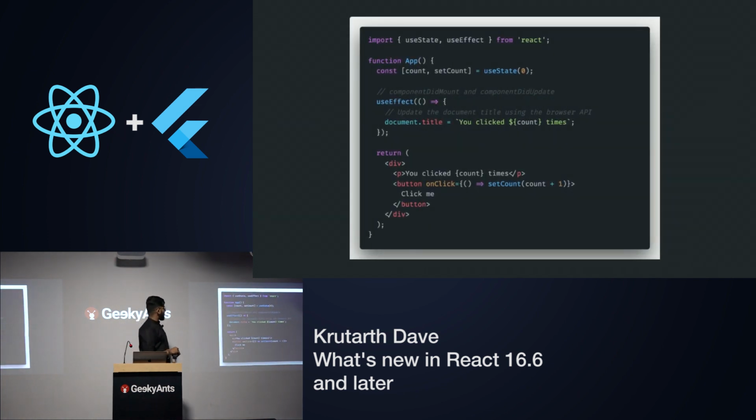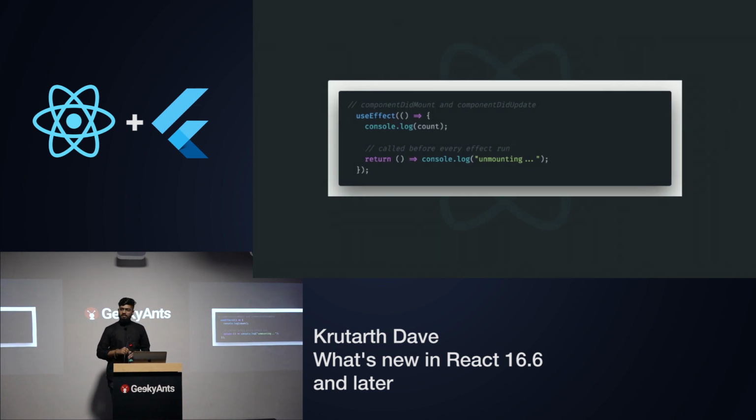So this is the example. It's quite simple. You can declare the useEffect hook. It takes one argument, which is a function, and this code will run each time, be it the first render or the subsequent renders. And as you can see, it can be the replacement of componentDidMount and componentDidUpdate.